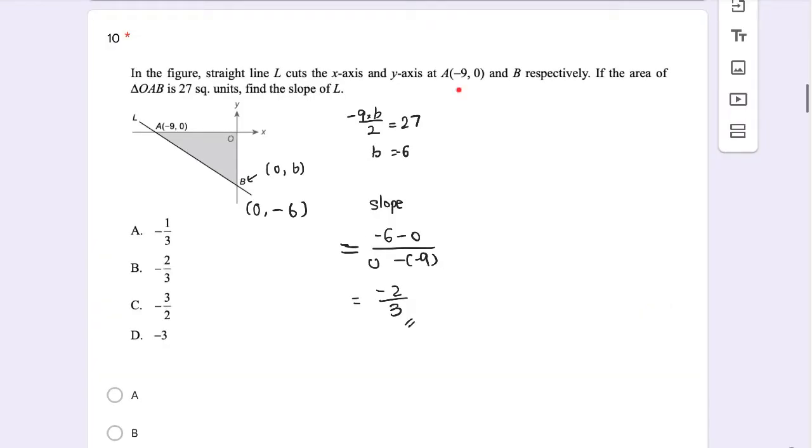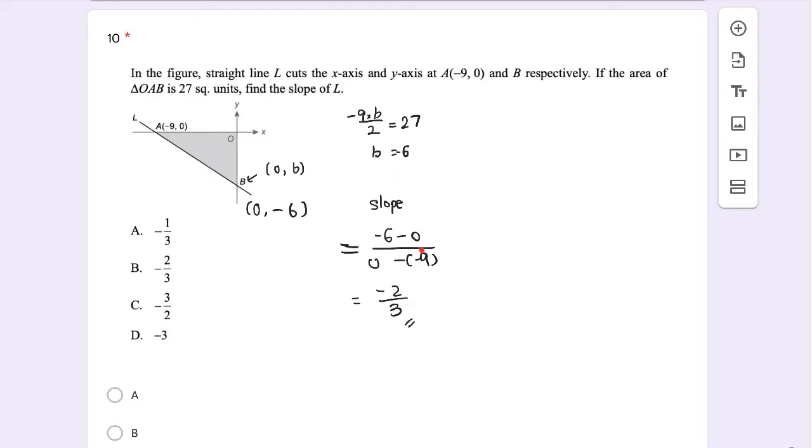For this one, basically you should know this point, the coordinate should be (0, b), okay? Because this is on the y-axis, so the x-coordinate is just 0. And then, using the area, you will know that these two multiplied give you 27. These two, base times height divided by 2. And then you can find out b is equal to -6.